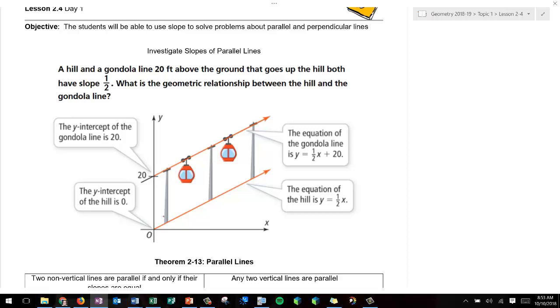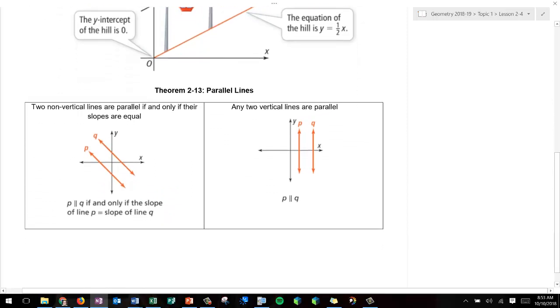That comes up with a huge rule for us when it comes to parallel lines: their slopes are always going to be the same when they're graphed on a coordinate plane. This theorem tells us that for two non-vertical lines, like our gondola and our hill, they're parallel if their slopes are equal. So P and Q are parallel if the slope of line P is equal to the slope of line Q. And if they're vertical lines, they're going to be parallel as well. We kind of know that for the vertical or horizontal situation, but we now can do it for any of them, vertical or non-vertical.